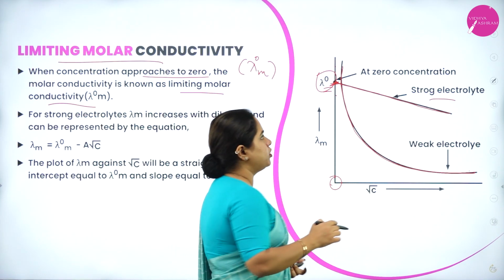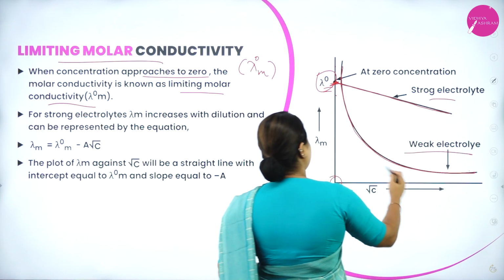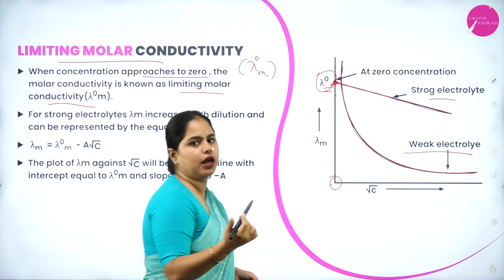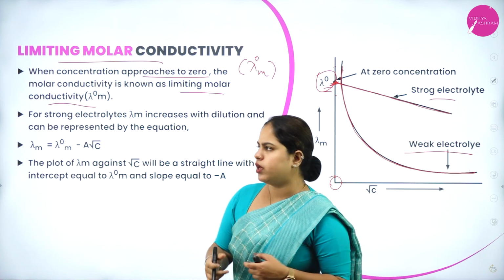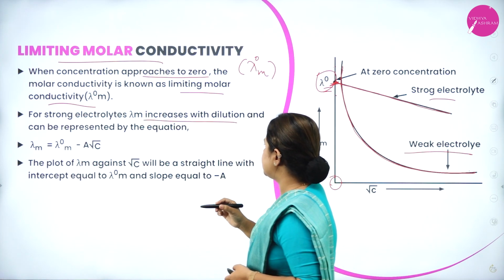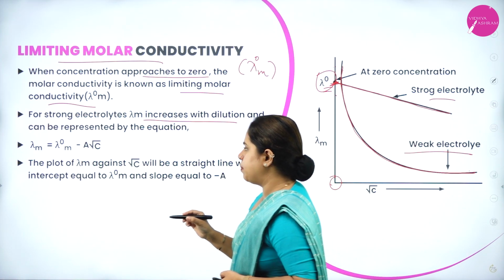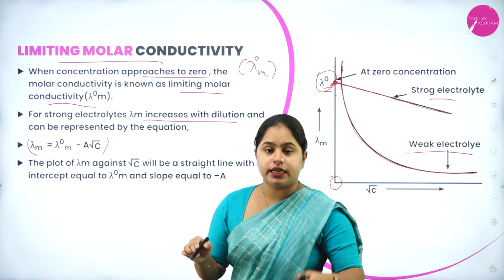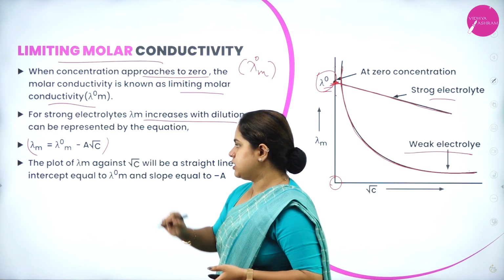But it is not able to be calculated directly for a weak electrolyte. From this graph itself you can see this is not touching the y-axis. Then how can I calculate the limiting molar conductivity? For strong electrolytes, lambda m increases with dilution and can be represented by the equation. So, how can you calculate the limiting molar conductivity of a strong electrolyte using this equation?